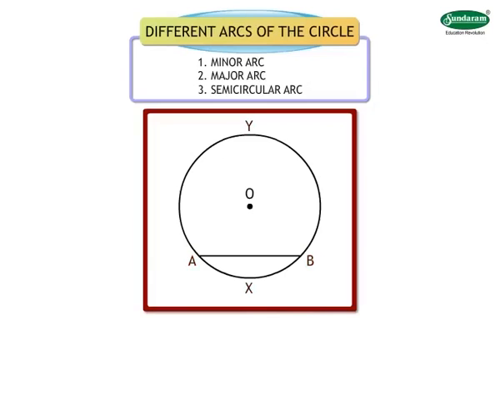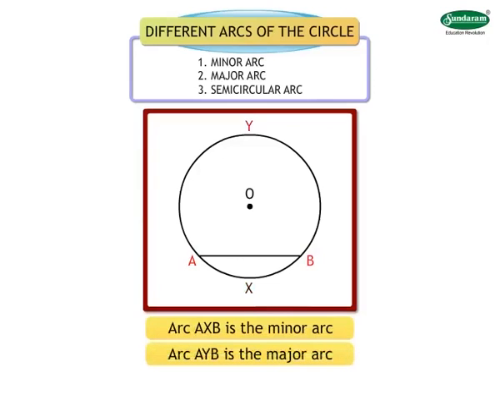Therefore, we can say that arc AXB is the minor arc of the circle as it is small in size, and the arc AYB is the major arc of the circle as it is big in size.